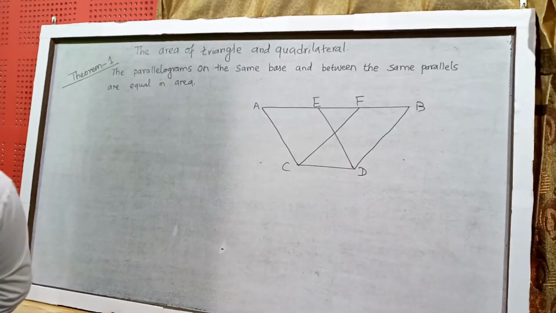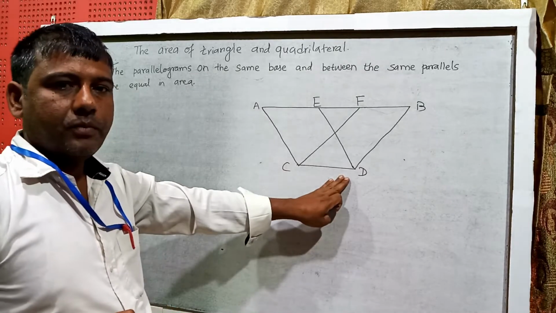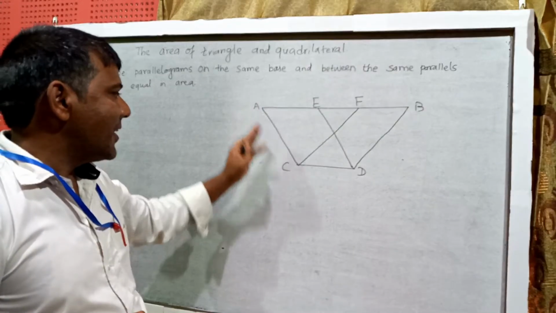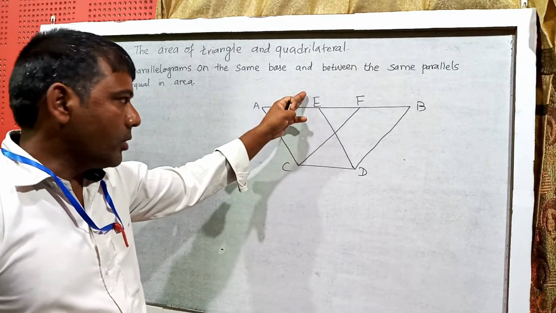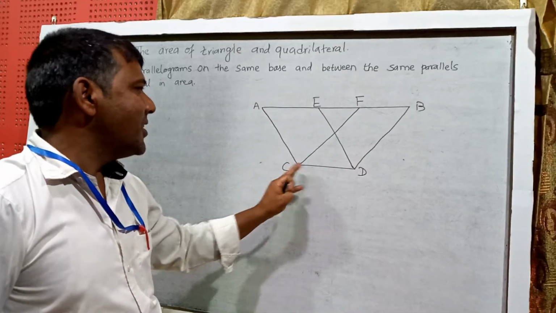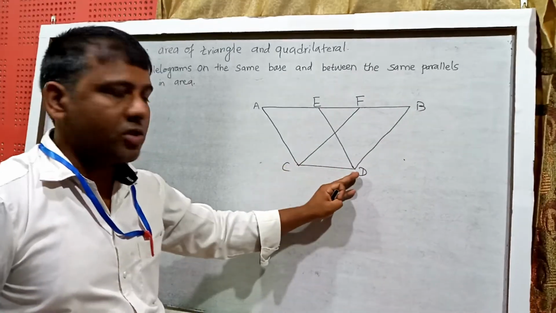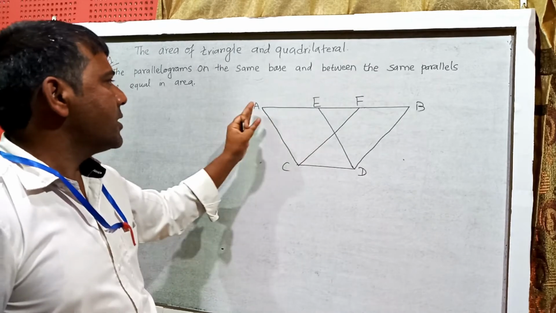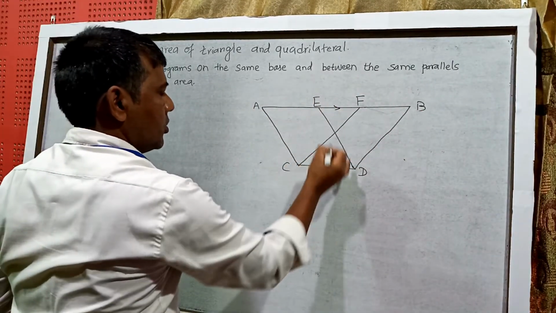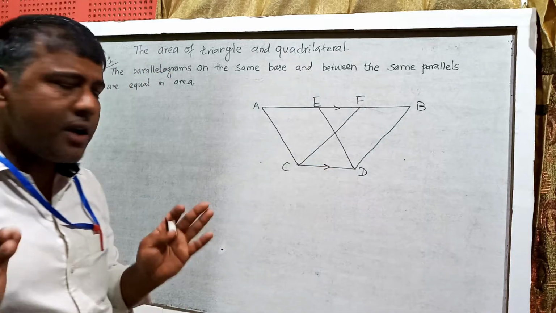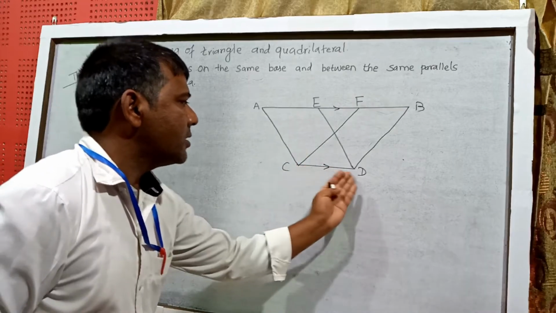There are two parallelograms on the same base CD. This parallelogram ACDE and the parallelogram FCDB are standing on the same base CD and between the same parallel lines AB and CD. These two parallelograms are standing on the same base. They are made on the same base CD.